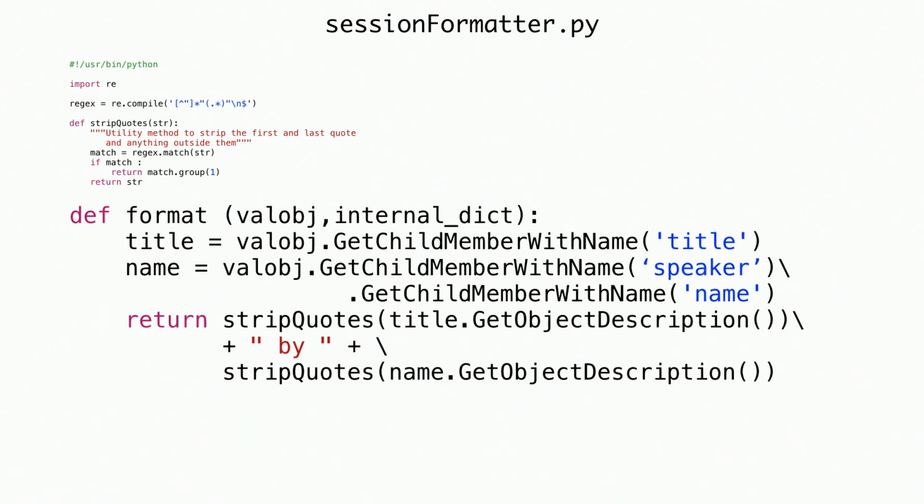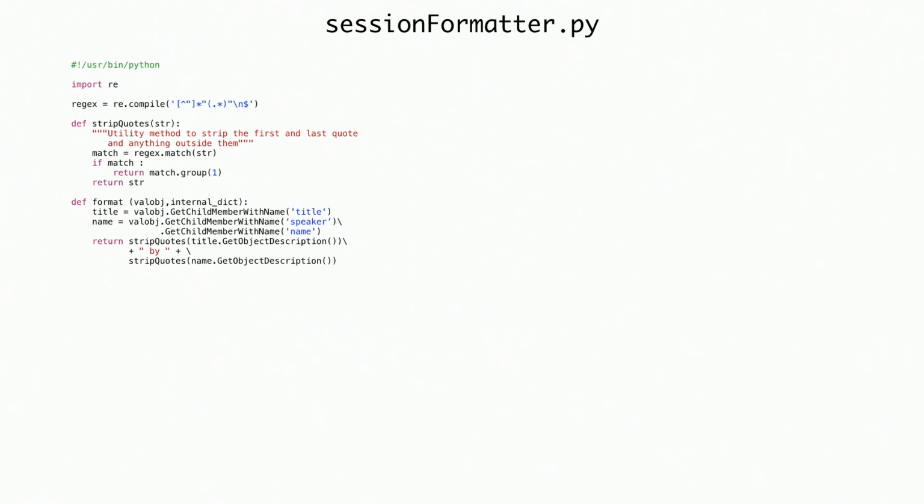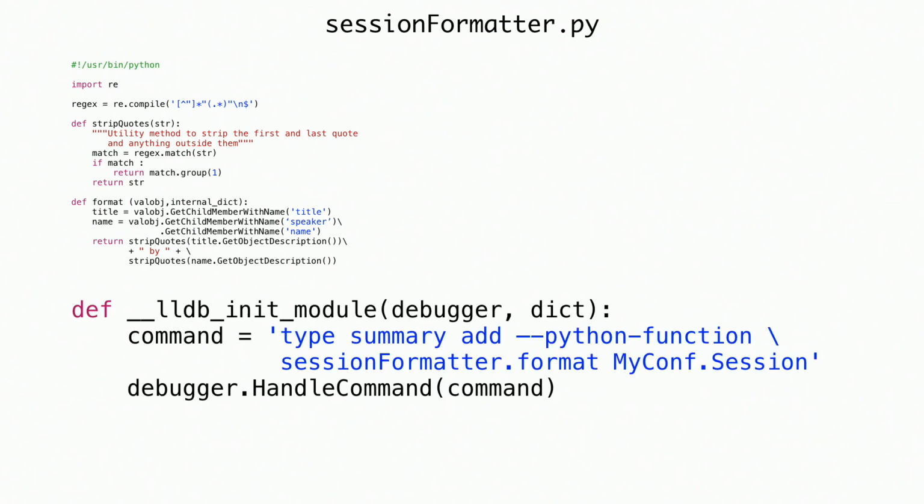So that's nice, but it gets better. LLDB promises me that if you import a Python package into LLDB, LLDB will look for a method named __lldb_init_module. And if the method exists in that package, it will invoke that method, calling it with two parameters. The first one, which I really care about, is the debugger. So I have a pointer to the debugger, to LLDB.